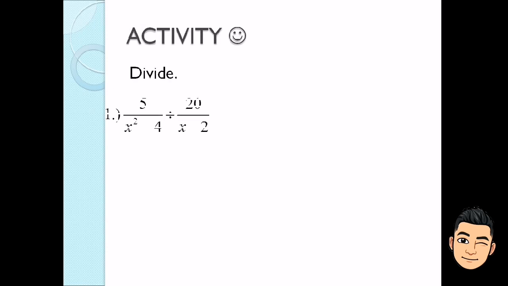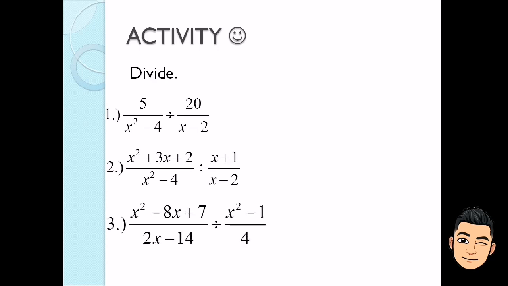So, for your activity, you need to divide the following. Number 1 is 5 over x squared minus 4, divided by 20 over x minus 2. So, that is number 1. Number 2 is x squared plus 3x plus 2 over x squared minus 4 divided by x plus 1 over x minus 2. Number 3, x squared minus 8x plus 7 over 2x minus 14 divided by x squared minus 1 over 4.